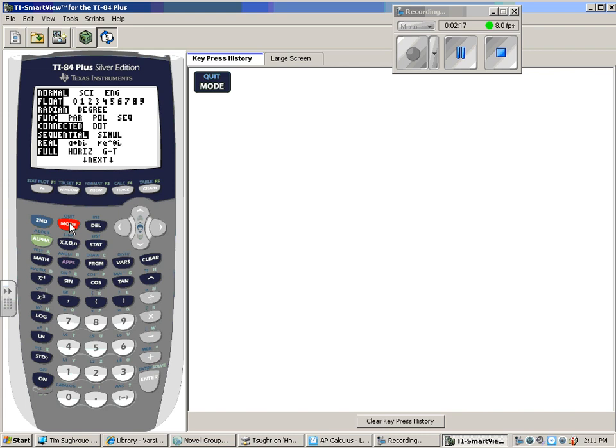If you go into mode, we can see there's normal, scientific, engineering mode. We can change the float, radian to degree mode. Please make sure your calculator's in radian mode all year long in here. We will never use degree mode. And then it says function, parametric, polar, and sequential. You'll use sequential some in AP statistics, but not much in here. Okay, what we want is parametric mode. So we come over to here and we hit enter, and we are now going to be in parametric mode.